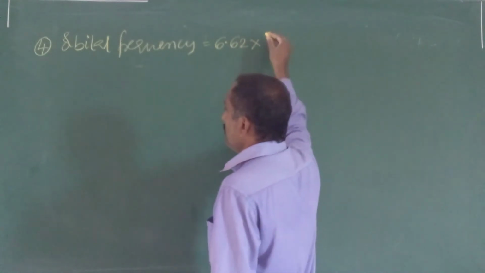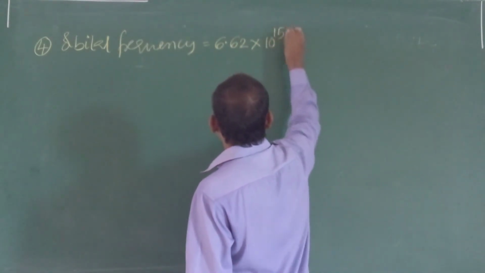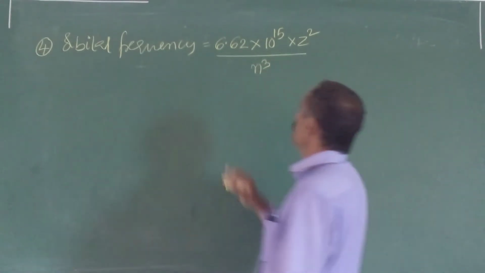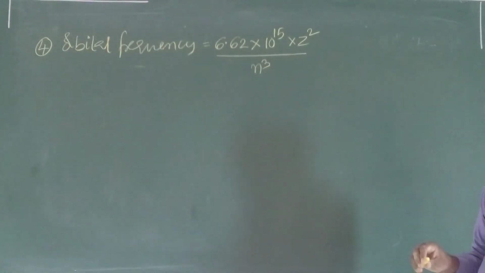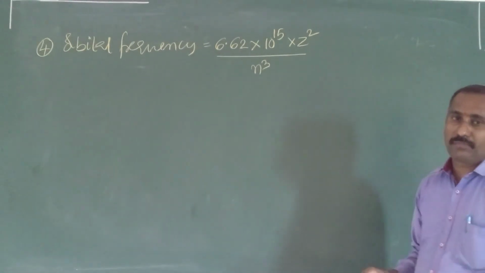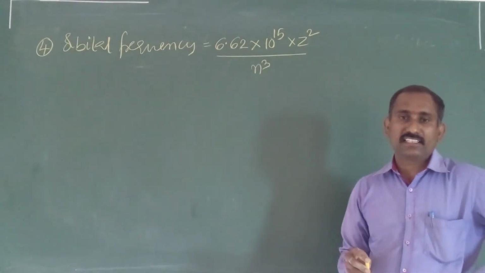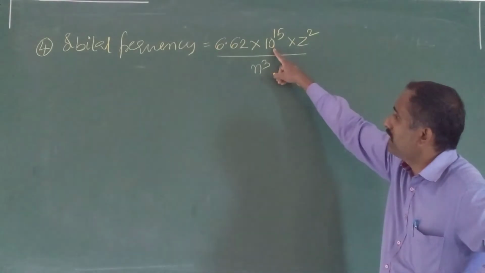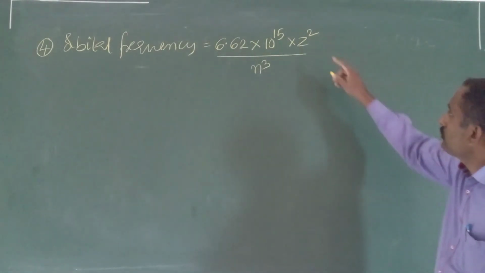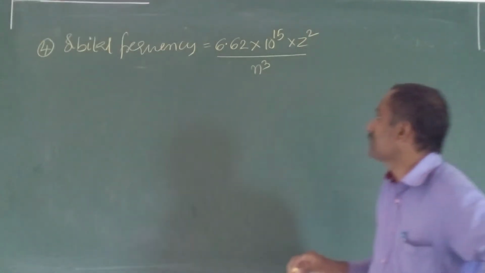6.62 into 10 power 15 into Z square by n cube. So you should directly remember the formula. According to the derivation only, this formula will come directly. You should remember it, just like radius and energy. Orbital frequency is 6.62 into 10 power 15 into Z square by n cube.